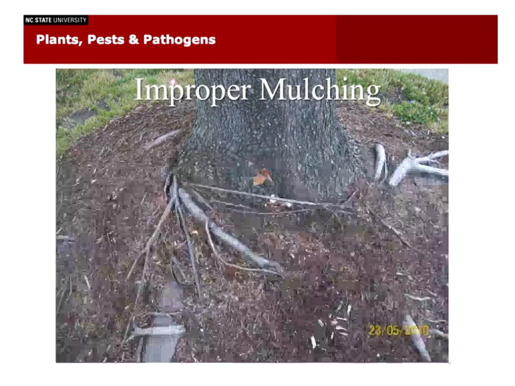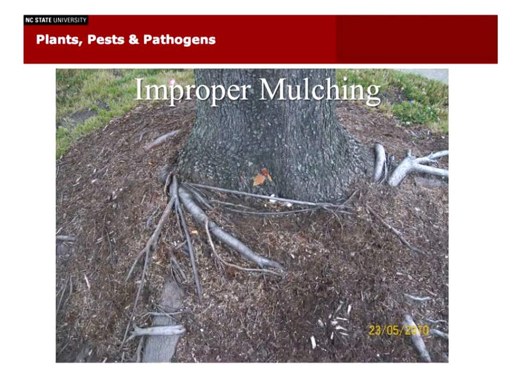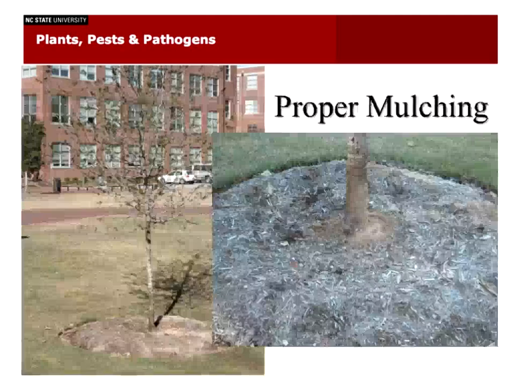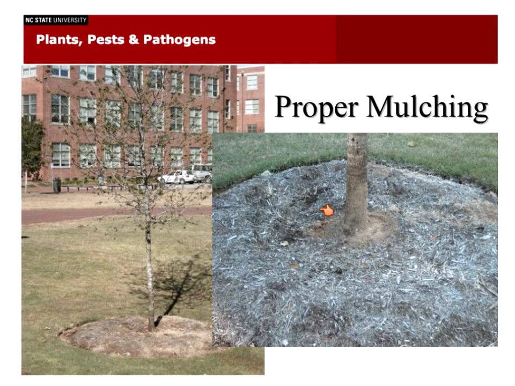The volcano mulching, we've preached against that in the past here on Plants, Pests, and Pathogens, and you can see that it can sometimes lead to what are called girdling roots that encircle the stem, and since the root flare, the base of the stem, is buried, then you can get these things where they'll eventually strangle the tree as the diameter increases. And here's an example on campus of better mulching, where they've left several inches clear around the base of the stem.